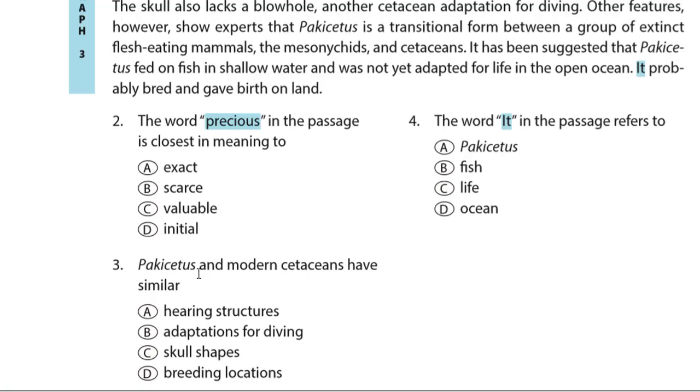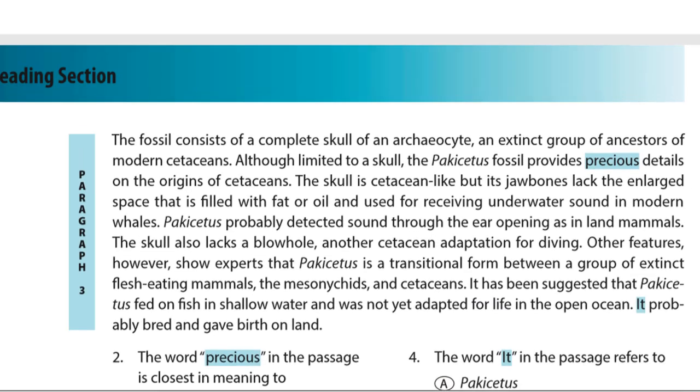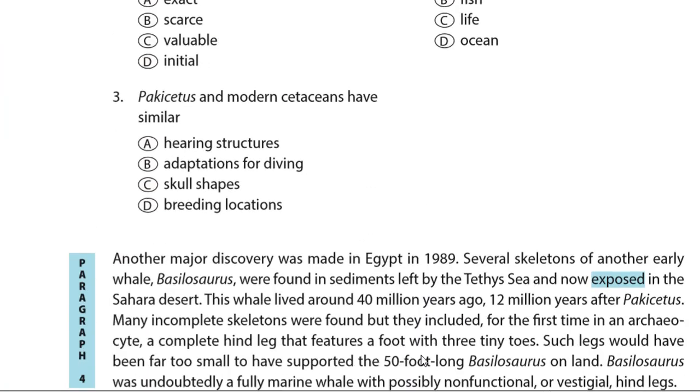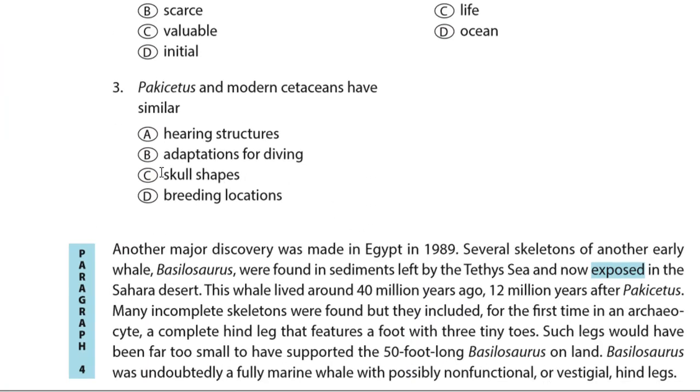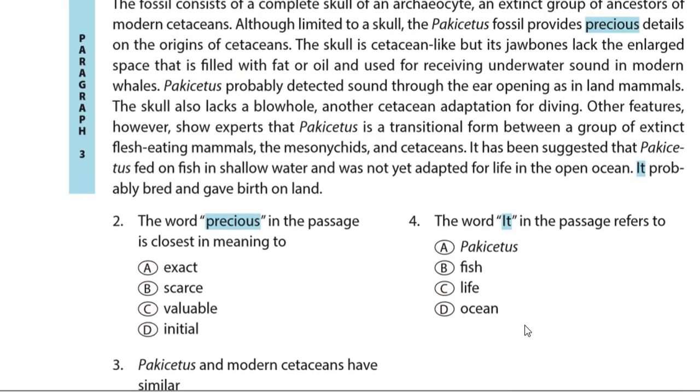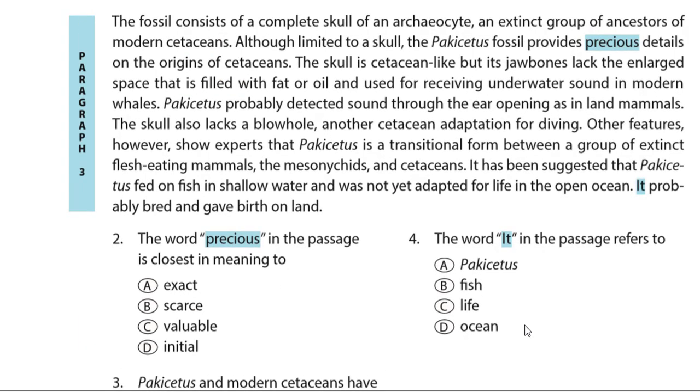And here, Pakicetus and modern cetaceans have similar. They have something in common. What is that thing? So from here we can see that they have a similar skull. So the right answer is skull shapes. Now we go to question number 4. The word "it" in the passage refers to Pakicetus, fish, life, or ocean.